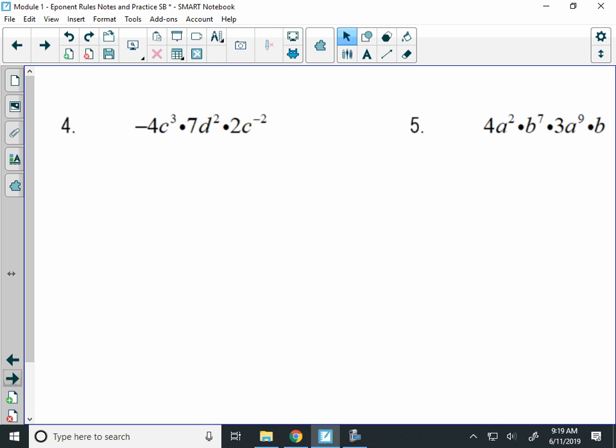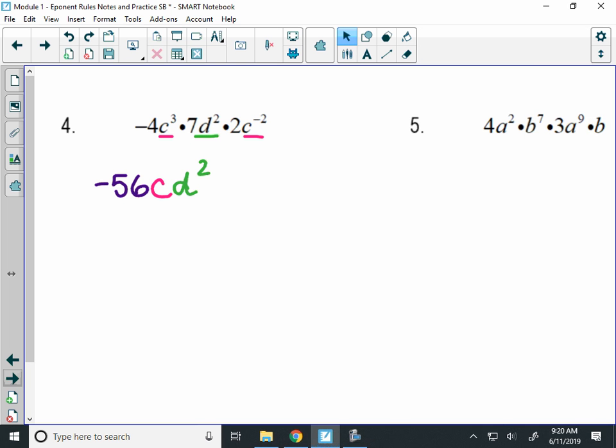Right, number 4. Again, start with the numbers. Negative 4 times 7 times 2. Negative 4 times 7 is negative 28, times 2 is negative 56. Let's look at the c's next. I have c to the 3rd and c to the negative 2. Don't worry about the negatives. We'll get there in property 7. 3 plus negative 2 is just 1. So you can write c to the 1st, or you could just write c. It doesn't matter if you put the 1 there or not. And then d, there's only one of them, so it's d squared.